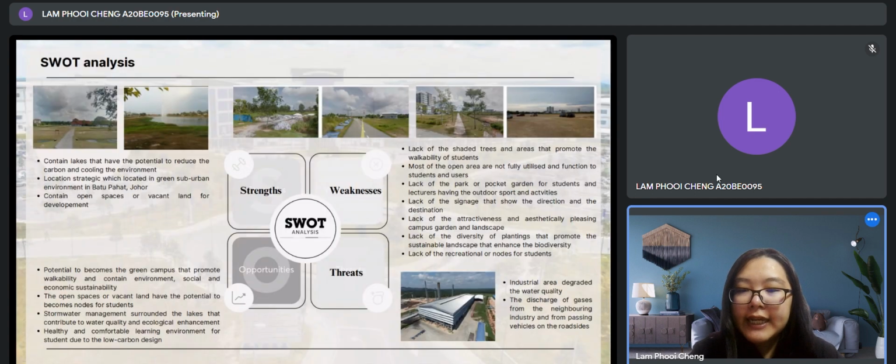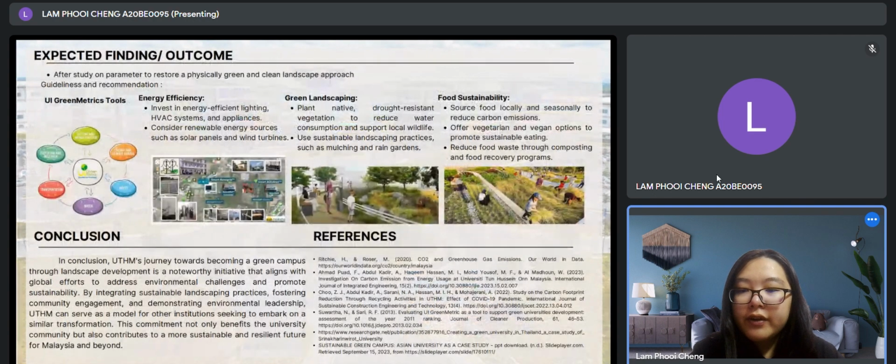The strength of the site is that it contains land that acts as the carbon sink. The site has the potential to transform uncultivated lands into physical green space to mitigate the urban heat. The threat is the industrial areas beside the site, which cause the degradation of water and air quality. So for the expected outcome, clean design with energy efficiency lighting and HVAC system, besides the physical green, recommends planting native, drought-resistant vegetation to support local wildlife. Furthermore, on food sustainability like farming, they reduce the food waste through composting.